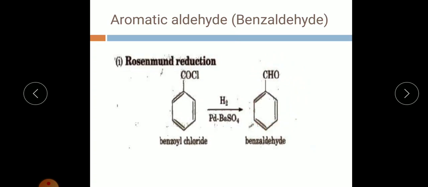The first preparation is the Rosenmund reduction reaction. This reaction we have already seen before as well. In the Rosenmund reduction reaction, what will happen? Here we have taken benzoyl chloride, a benzene ring attached with COCl. When you treat it with hydrogen in the presence of palladium on barium sulfate, this group will be reduced to an aldehyde group, which is known as benzaldehyde. This is known as the Rosenmund reduction reaction. So this is our first preparation.